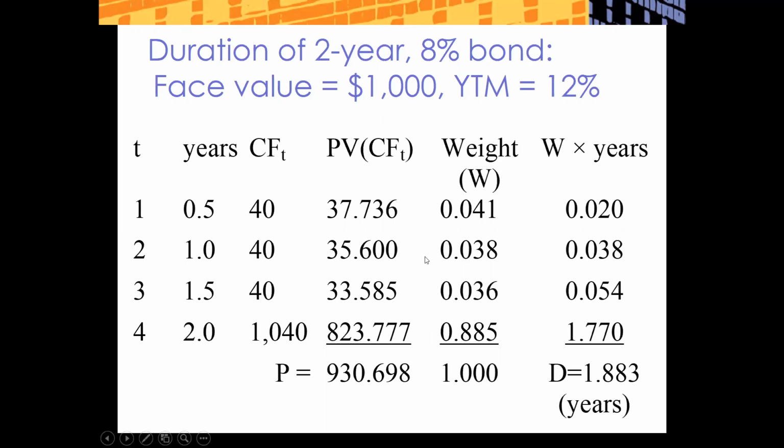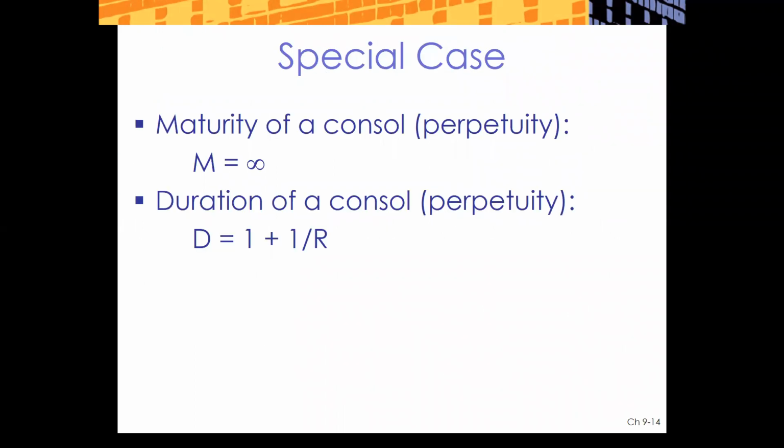So for normal bonds, as mentioned, the duration is always less than maturity. But for the zero coupon bond, duration is exactly equal to maturity. The maturity of a consol, which is a perpetuity, is infinite. It doesn't have any fixed number of years. So the duration of the consol is 1 plus 1 over R. This will give you the duration of the perpetuity.